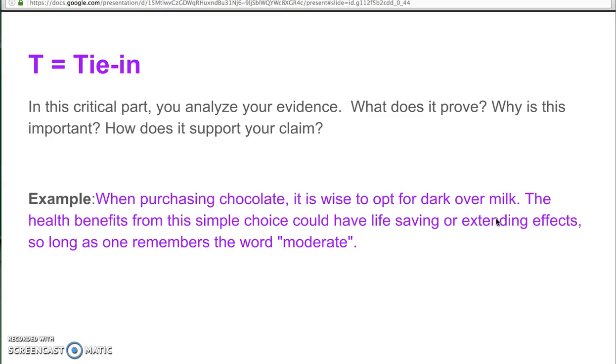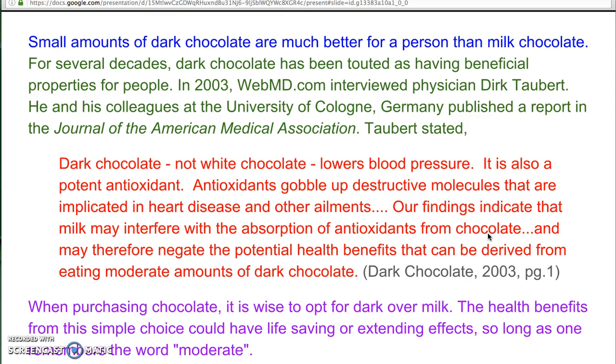Here's the example. When purchasing chocolate, it is wise to opt for dark over milk. The health benefits from this simple choice could have life-saving or extending effects, so long as one remembers the word moderate. Well, if you notice there in the tie-in, I explained to my reader why it matters to buy dark chocolate over milk chocolate. Without the tie-in, the paragraph has absolutely no weight. Okay, so let's tie it all together.